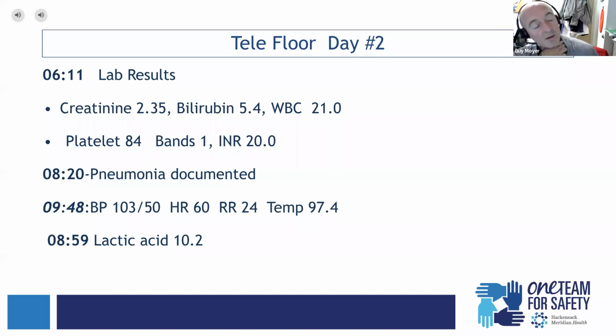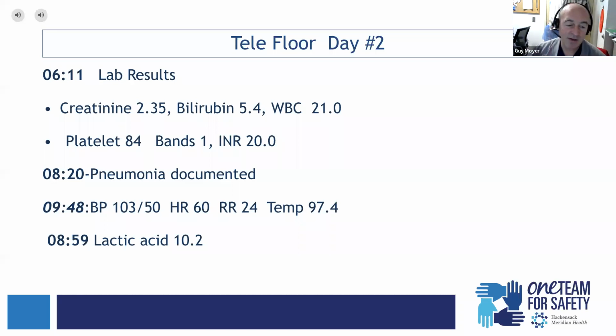So day 2 of the admission to the hospital, AM labs were drawn. The creatinine is now 2.35. The bilirubin is 5.4. They have a white count of 21, a platelet count of 84, one band in their CBC. The INR is 20. Additional diagnosis was added to the patient's admission diagnosis as pneumonia. So pneumonia was documented in the medical record.